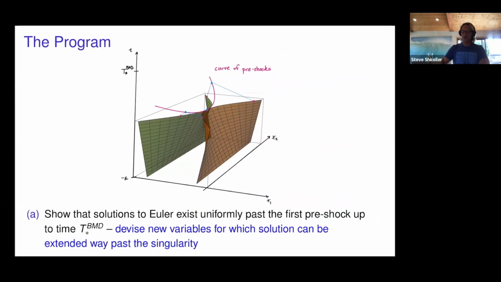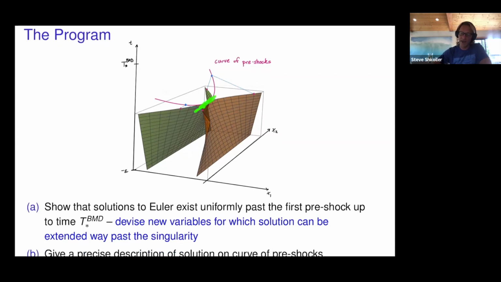So the program that we want to take part in is to show that we can construct solutions to the Euler equations, with this particular choice of coordinates, but it's still the Euler equations, where these solutions exist uniformly way past this time here. In fact, they'll exist up to this time here, where BMD stands for beyond maximal development, just semantics. But it means that we can construct solutions which exist way past where this curve, as shown, is living.